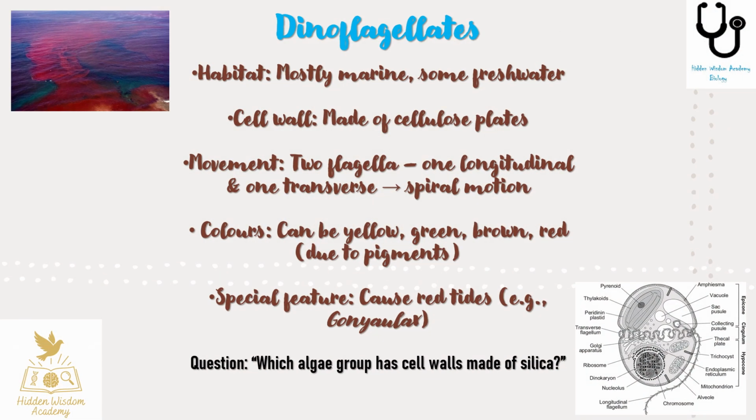Now let's look at dinoflagellates. These are mostly marine organisms, although some live in freshwater. Their cell wall is made of cellulose plates, giving them a unique armored appearance. They move with the help of two flagella, one runs longitudinally and the other transversely, producing a spinning motion. Dinoflagellates can appear in different colors such as yellow, green, brown, or red, depending on their pigments. A striking phenomenon caused by some red-colored species like Gonyaulax is the formation of red tides, which can be harmful to marine life.